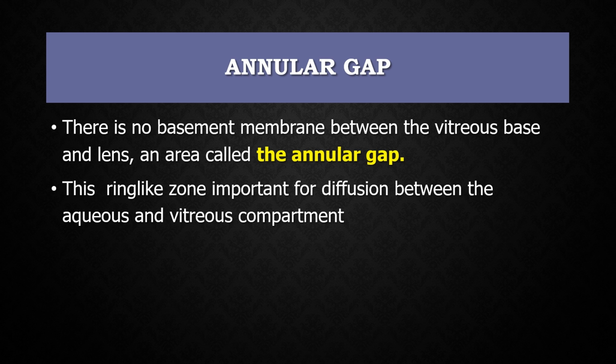Apart from that, you should know that there is no basement membrane between the vitreous base and the lens, and therefore this area is known as the annular gap. And it is actually important because it allows for easy diffusion of ions between the aqueous and the vitreous compartment.